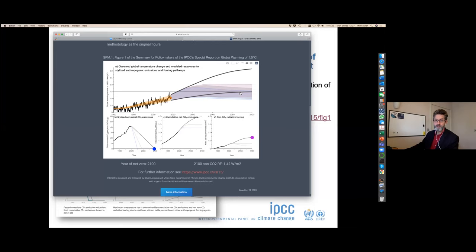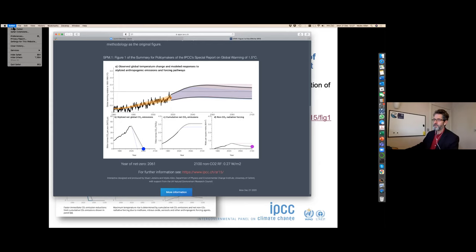So we need to get carbon dioxide emissions down to net zero, and we need to get other drivers of climate change under control, in order to achieve the goals of the Paris Climate Agreement. Okay, so that's a nice little demo. Let's go back to the PowerPoint now, if I can.